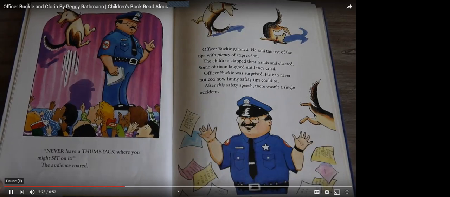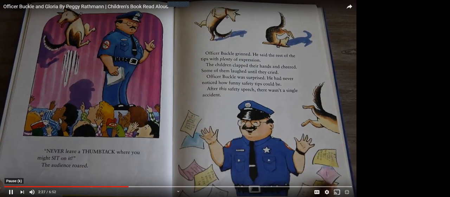The audience roared. Officer Buckle grinned. He said the rest of the tips with plenty of expression. The children clapped their hands and cheered. Some of them laughed until they cried. Officer Buckle was surprised. He had never noticed how funny safety tips could be. After this safety speech, there wasn't a single accident.